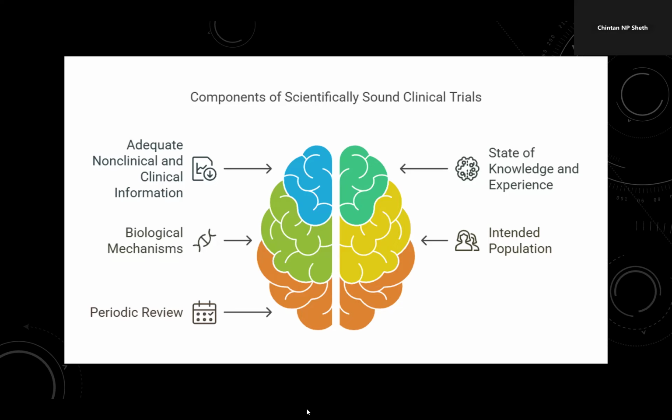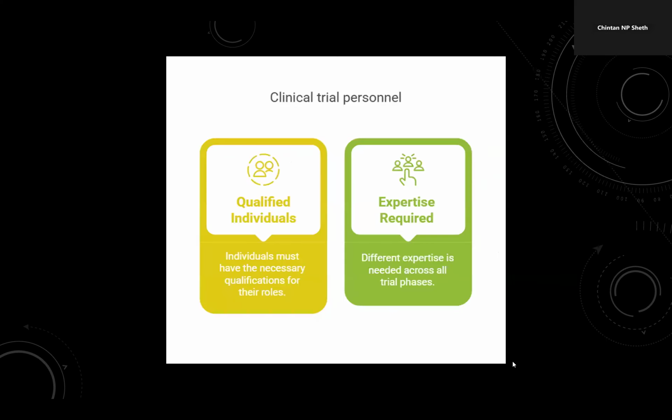The ICH E6 R3 guideline also mentions that there should be a periodic review of current scientific knowledge and approaches to determine whether modifications to the trial are needed, since new or unanticipated information may arise once the trial has begun. So, the fourth principle says what constitutes a scientifically sound clinical trial. Let's move to the fifth principle of ICH E6 R3.